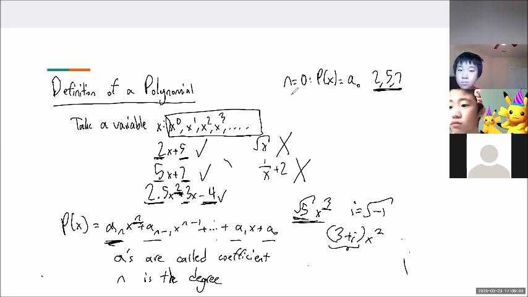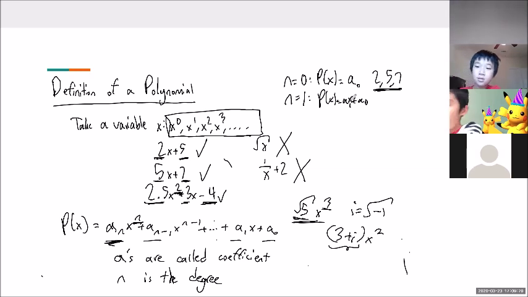Then if n equals 1, p of x is equal to a1x plus a0. And remember, these a of i are just random numbers, but always constant. So no matter what x you plug in here, these a1 and a0 will stay the same. So for example, 2x plus 5, 3x plus 7, and 5x plus 14 are all polynomials.